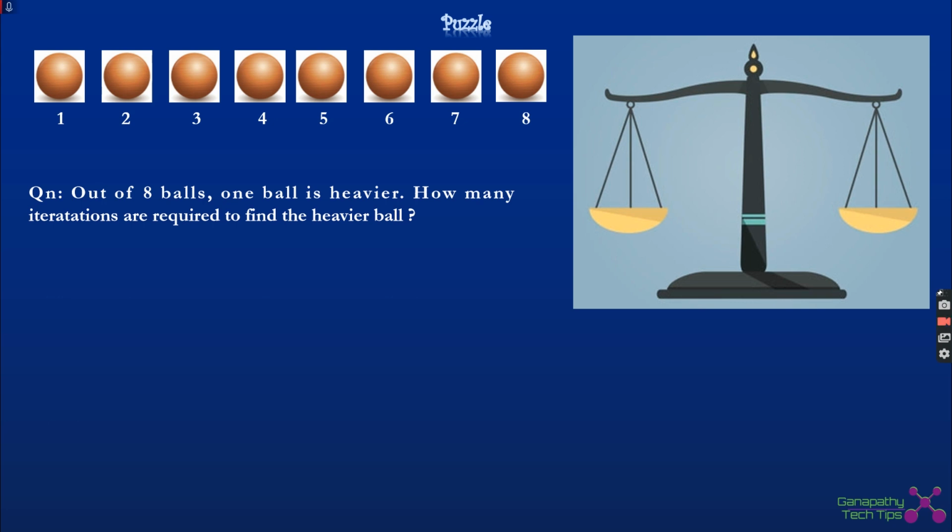So take your time, please pause the video for some time, arrive at the result, and then start the video to discuss the ideal solution for the given puzzle.